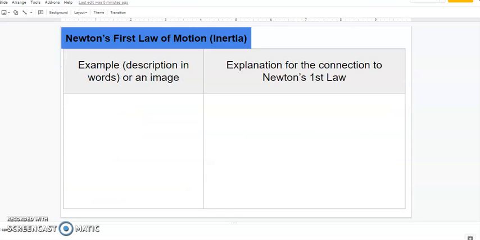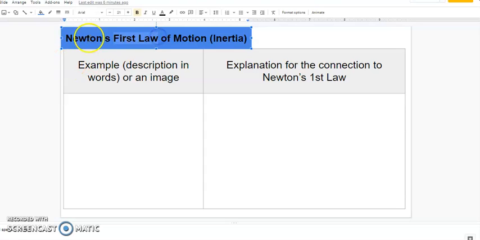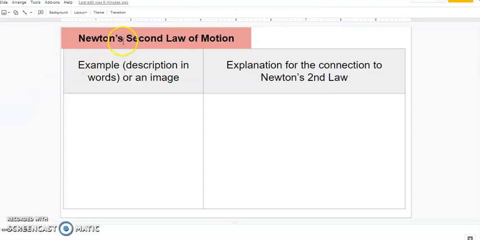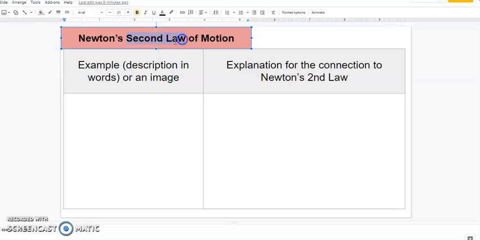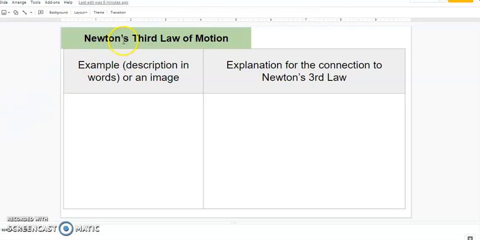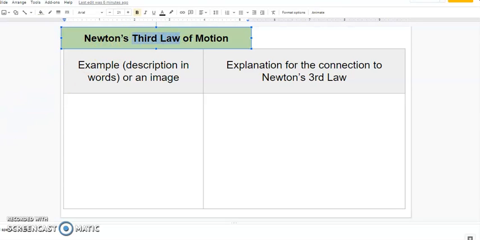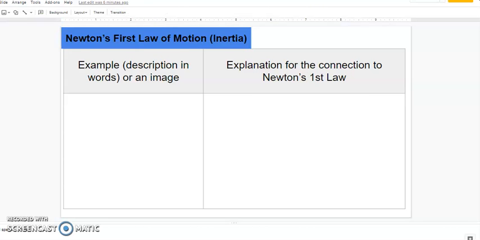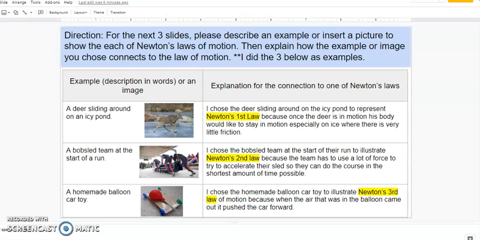As you can see on the next couple of slides, this is the one for Newton's first law. It's blue. This is the one for Newton's second law. And then there's a green one down here for Newton's third law. So you have 3 blank slides, one for each law. What I'd like you to do is kind of like I've done here. You're going to put an example and an image, if you can find one, for each of the 3 laws. And then you're going to explain the connection between the image or the example and the law.